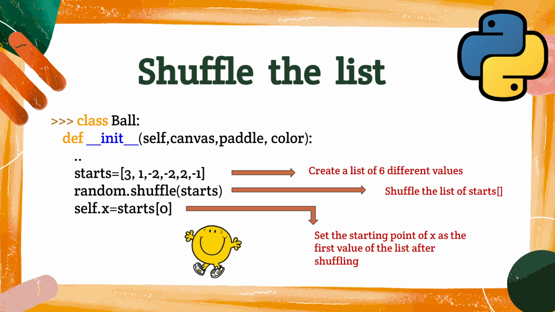Let's enhance the game by setting the starting point randomly each time. First, let's create a list of 6 different values. I name the list as starts. Then I call the random.shuffle built-in method to shuffle the order of these 6 values. Lastly, I set the starting point of x as the first value of the list after shuffling.